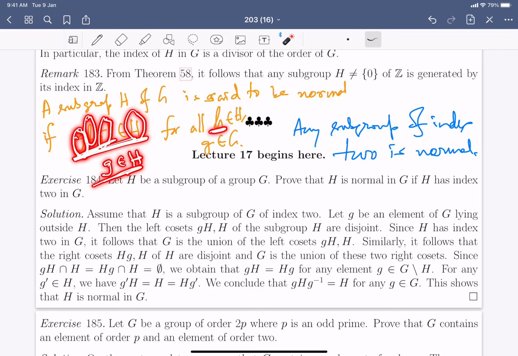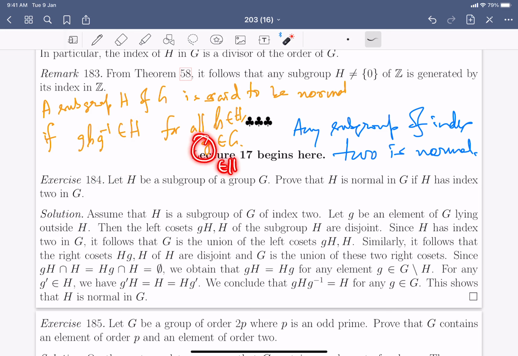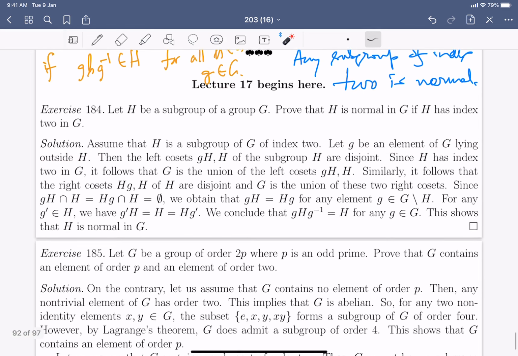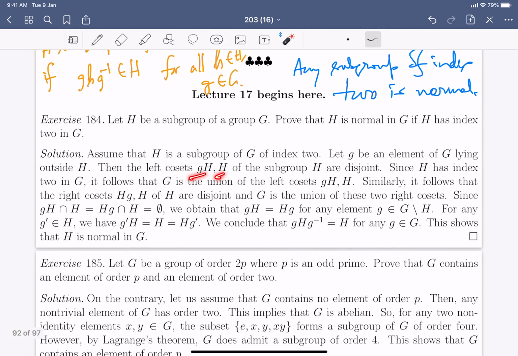Okay, maybe two elements, three elements, and so on. If you take this element little g from H, then this containment is immediate. So let's start with an element little g of G that lies outside H. Now we consider the left cosets gH and H.